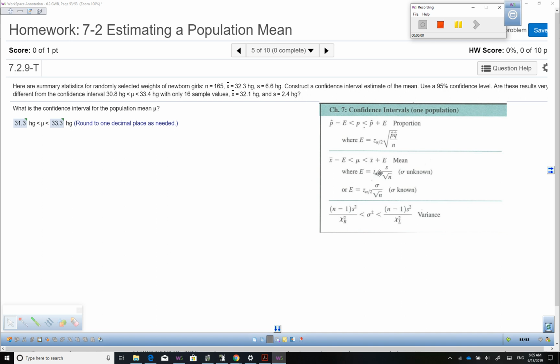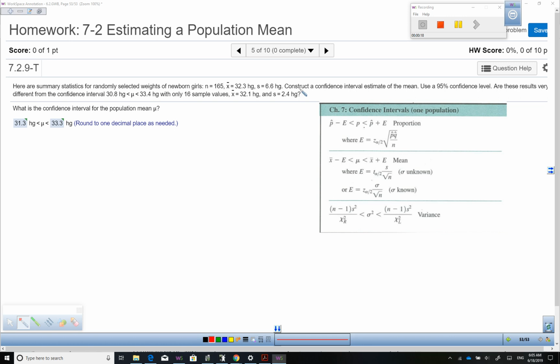Okay, this is from number 5 on chapter 7, section 2. Let's see, for this problem they give you the sample size, which is 165, and they give you the sample mean and the sample standard deviation.